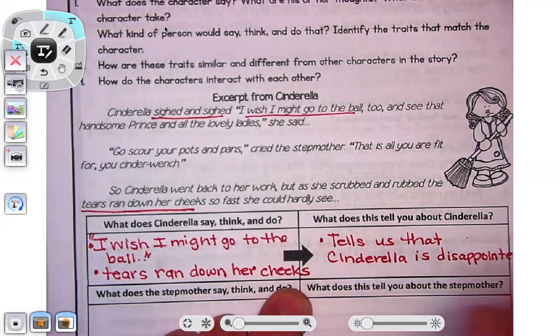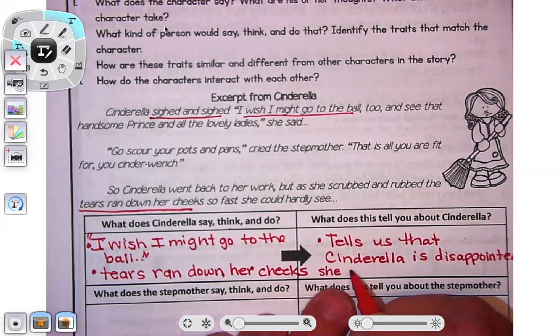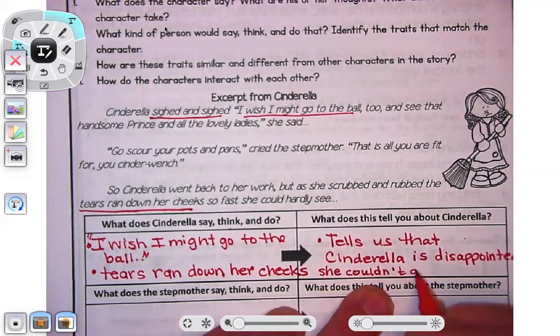And y'all could even say sad, but I try to find a different word besides sad. Let's try to find another word that could describe her. So she was disappointed and sad. She couldn't go to the ball.